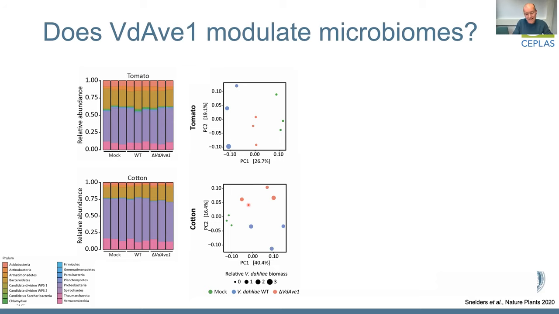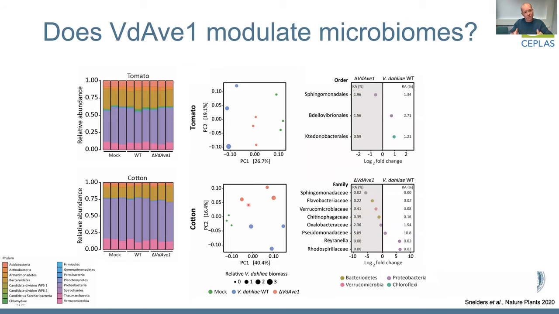And so then we started digging deeper and going to orders and families of the bacteria. The treatments were different for the different plant species, but the interesting observation that we made is that although the microbiomes of these hosts are different, and although the impact of Verticillium on these microbiomes are different, there is also a commonality. And the commonality is that Sphingomonad bacteria seem to be repressed in the presence of AV1. And so that gave us a first hint that maybe Sphingomonad bacteria are targeted by AV1 during host colonization by Verticillium on these different plant species.